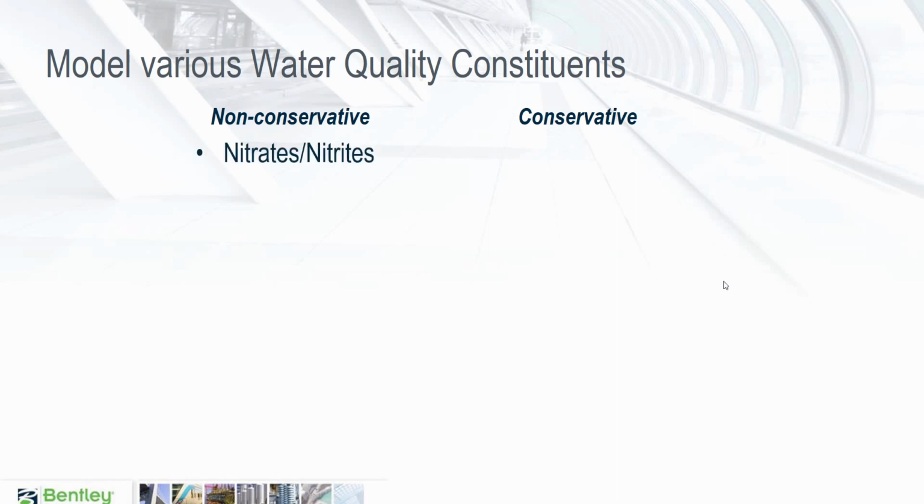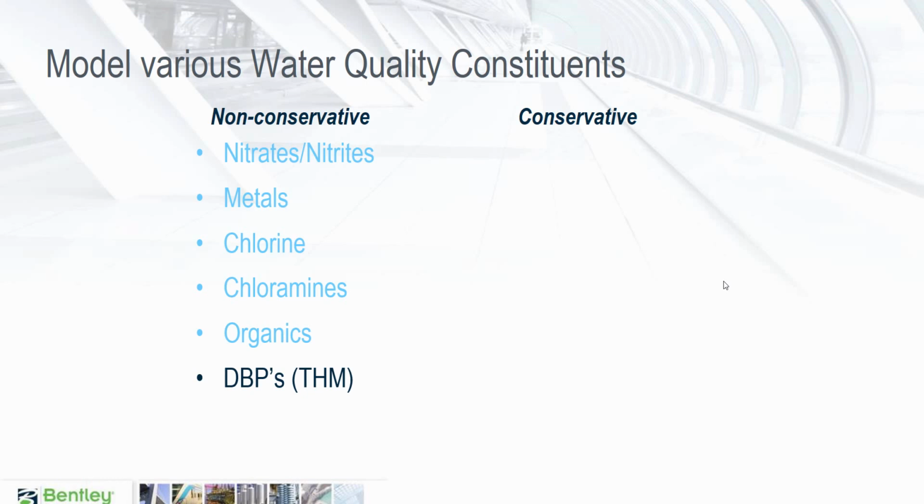Some water quality constituents that you might be interested in, and can indeed model with WaterGEMS and WaterCAD, are nitrates and nitrites, maybe metals, and these would be lighter metals, chlorine, chloramines, some organics, and DBPs. DBP is a disinfection byproduct. Generally, these are not favorable. So you might see THMs and HAAs as an example of these acronymic soup things, disinfection byproducts, that could be forming out in your system.